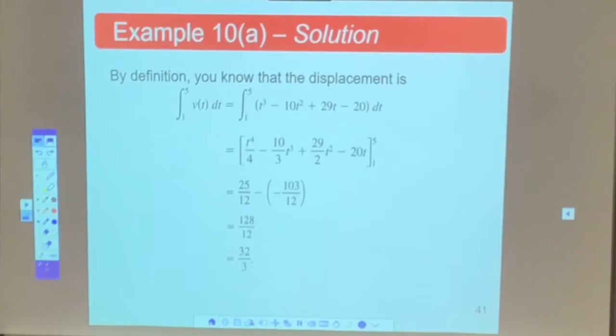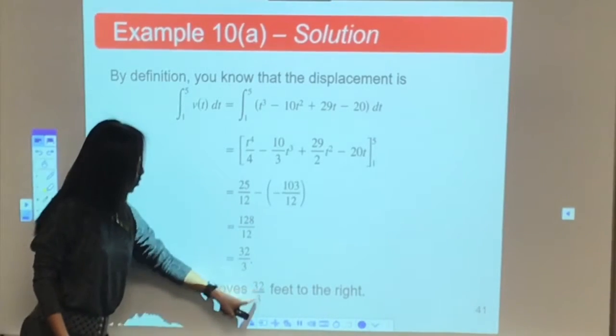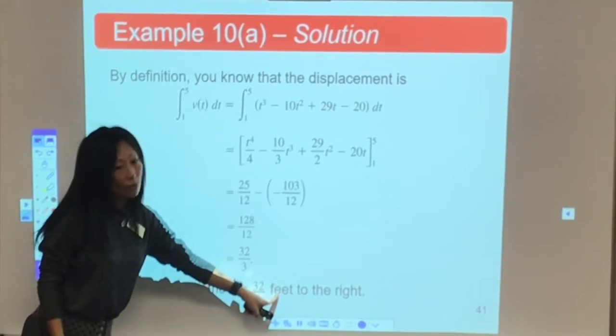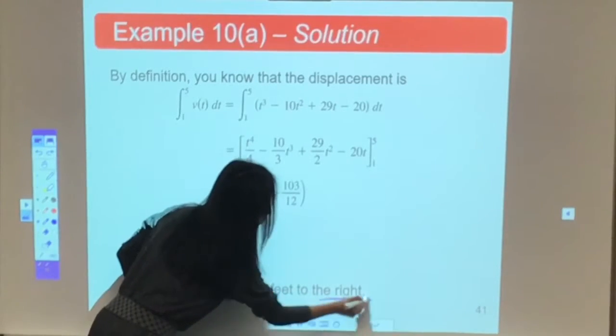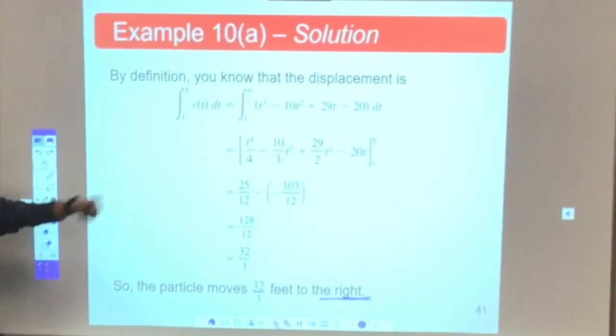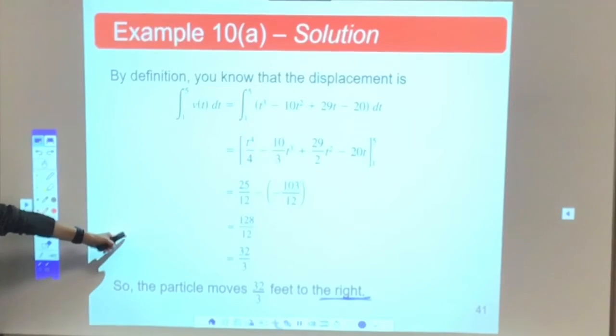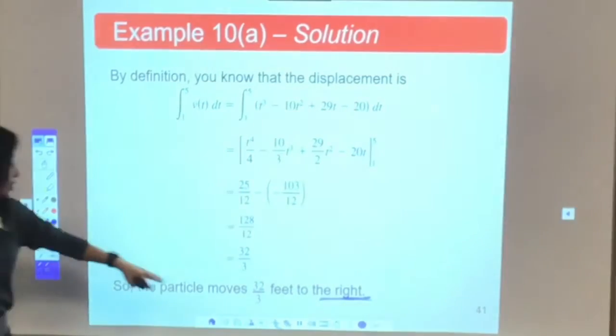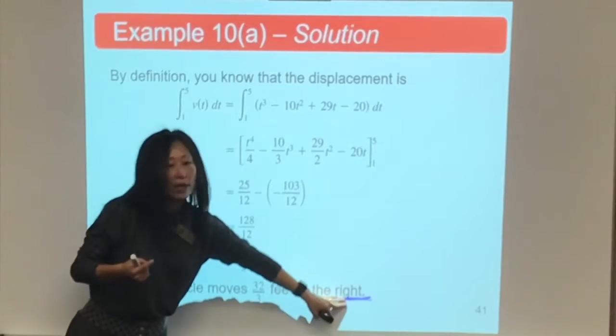Now, the particle moves 32 over 3 feet to the right. That's what they're telling you. Displacement will show you which direction you're going. If it's a negative number, that means you're moving to the left. Are you with me, class? Since you got a positive number, you move to the right.